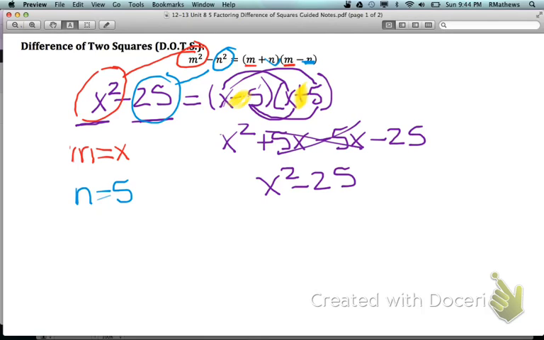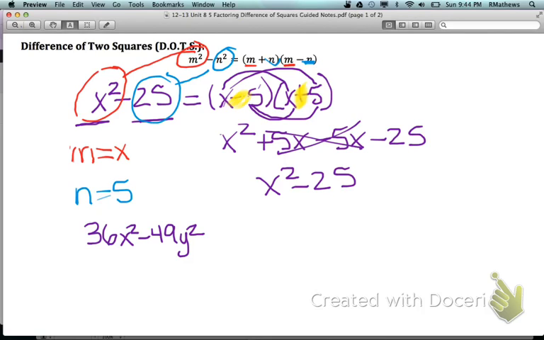Let me give you one more example of this. If we had 36x squared minus 49y squared, and I wanted to factor this as the difference of two squares.